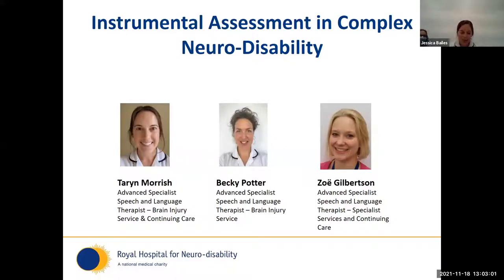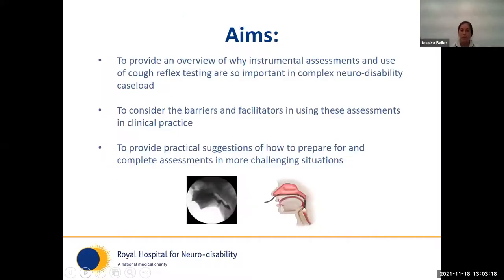Just to run through our aims today. The lecture today is focused on discussing the two instrumental assessments that we use to manage dysphagia here at the RHN, typically FEES and video fluoroscopy. We're also including some discussion around the use of cough reflex testing as something to inform early referrals to instrumental assessments. We will also be discussing some of the facilitators and barriers to using these assessments in clinical practice, and we hope to share some tips and strategies of ideas to overcome challenges.